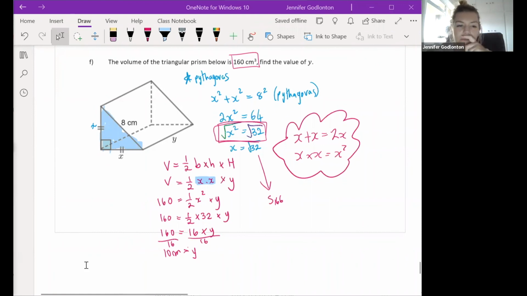So ma'am, the formula that we did last week is for rectangular prisms, and the one we did today is for triangles. Okay, thank you, ma'am.